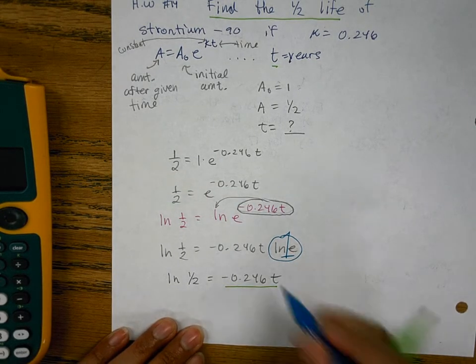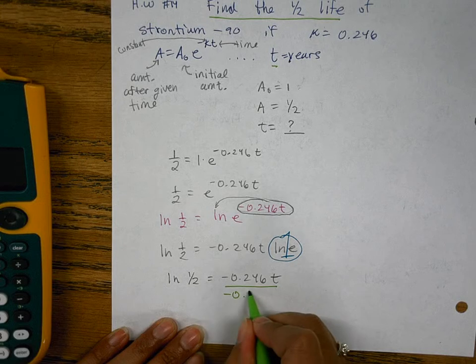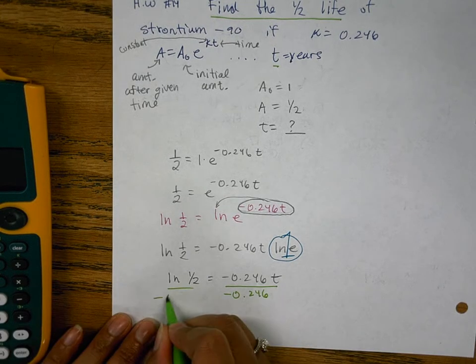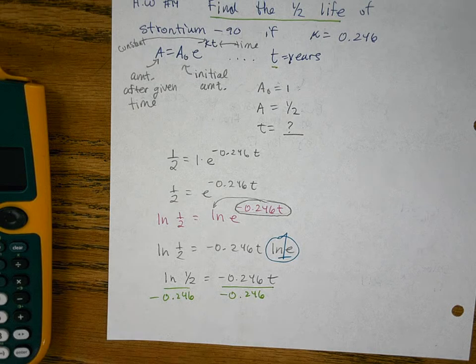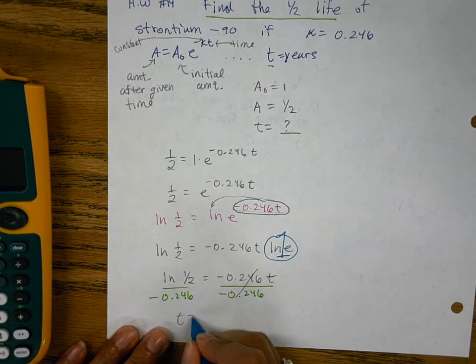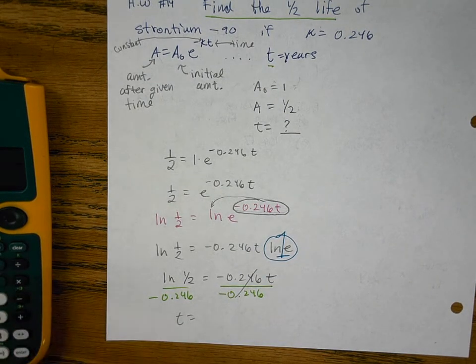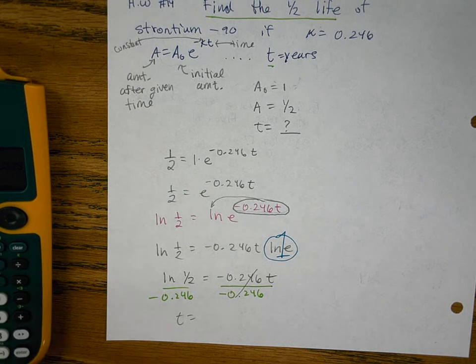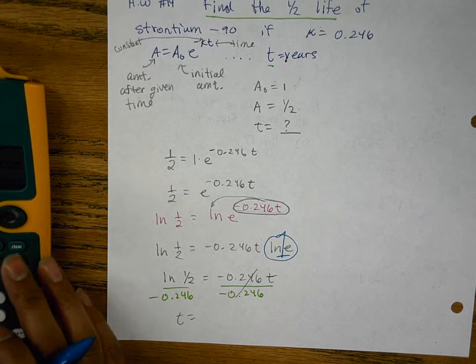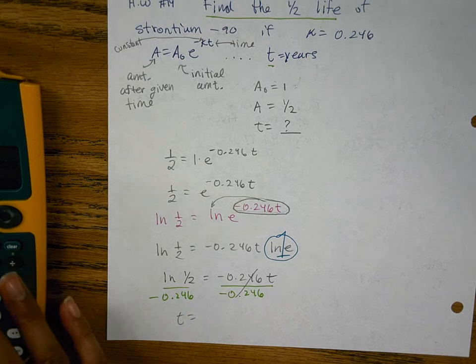I'm solving for t, so I'm going to divide by that decimal. Negative 0.246, negative 0.246. T equals, and just plug it in your calculator, ln, I'm going to use 0.5, close parentheses, divide by negative sign 0.246.